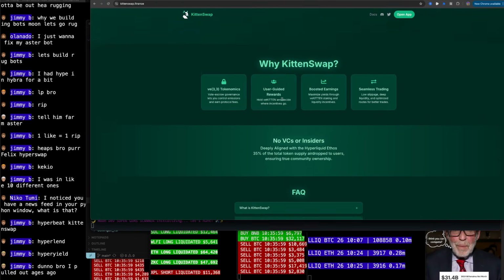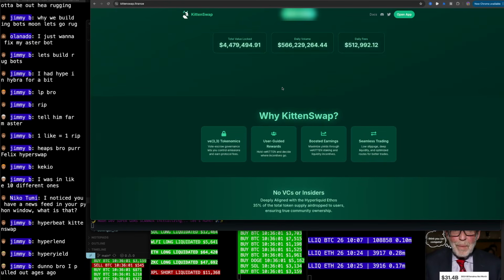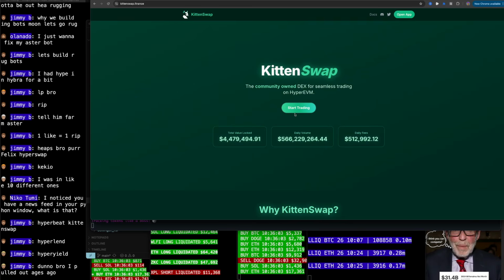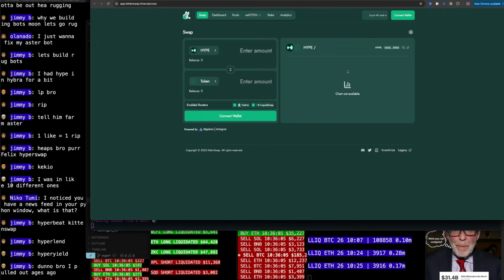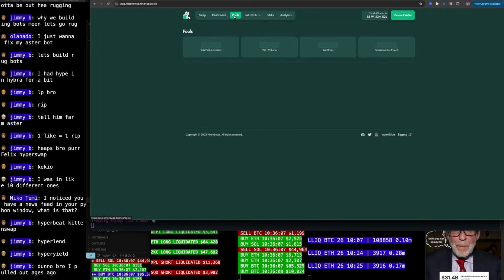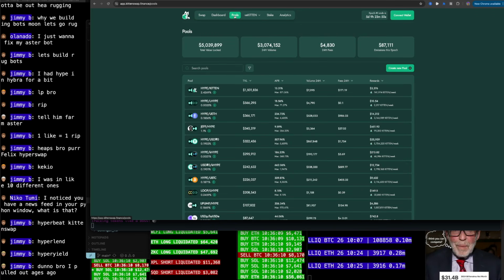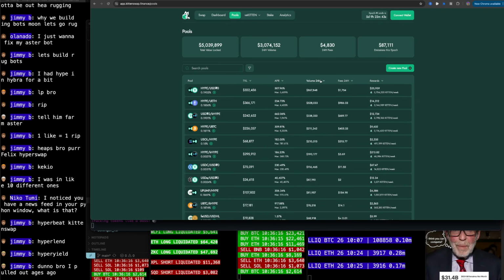Total value locked here. No VCs. Start trading. Pools. Total APR volume, though, is very small.